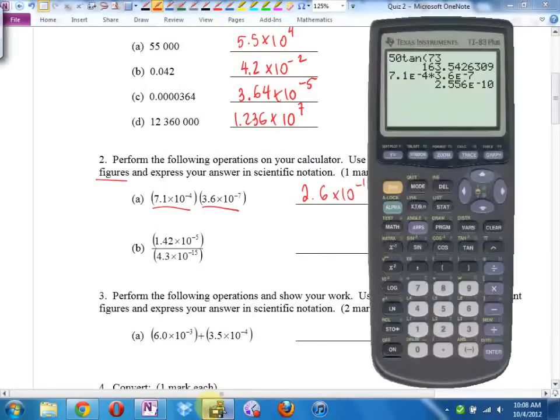B. 1.42, scientific notation button, -5, divided by 4.3, scientific notation button, -15. How many sig figs in the top number? 3. How many sig figs in the bottom number? 2. How many sig figs will I go to in my answer? 2 sig figs. It's going to be 3.3 times 10 to the 1, 2, 3, 4, 5, 6, 7, 8, 9?